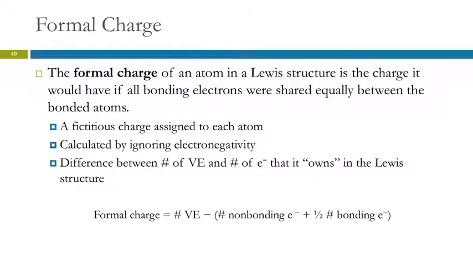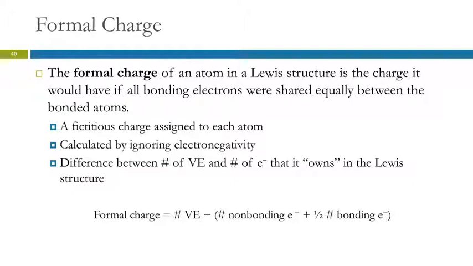So I showed you how you can kind of predict the number of bonds that a given atom is going to form. A more rigorous way to determine that is called formal charge. So the formal charge for an atom in a Lewis structure is the charge it would have if all of the bonding electrons were shared equally between those bonded atoms. So we're going to totally discount any bond polarity or anything. Formal charges are fake. These are fictitious charges. They're something we make up to help us figure stuff out. We're ignoring electronegativity.